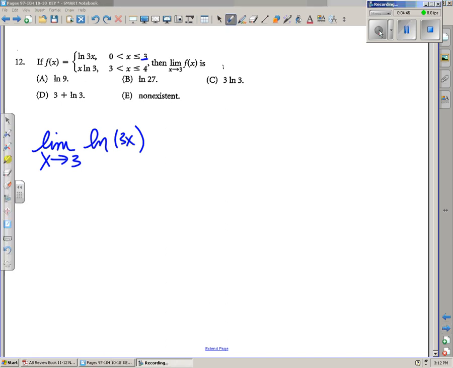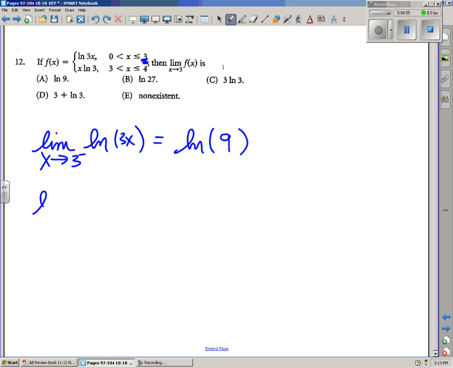So technically, we'd be evaluating the limit as x approaches 3 from the left here. And this is just a plug-in. It's the ln of 3 times 3, which is the ln of 9. Now the limit as x approaches 3 from the right, we're going to be using the bottom function, which is x ln of 3, which is 3 ln of 3.